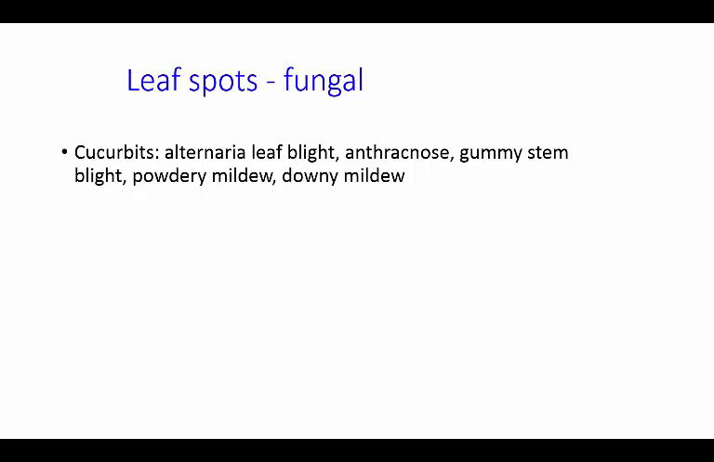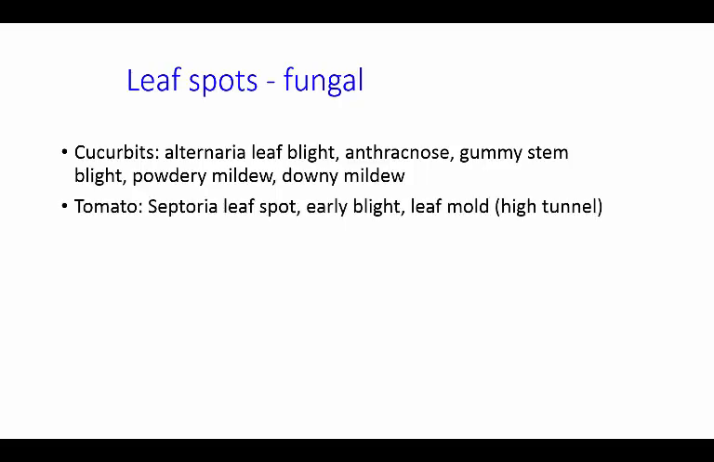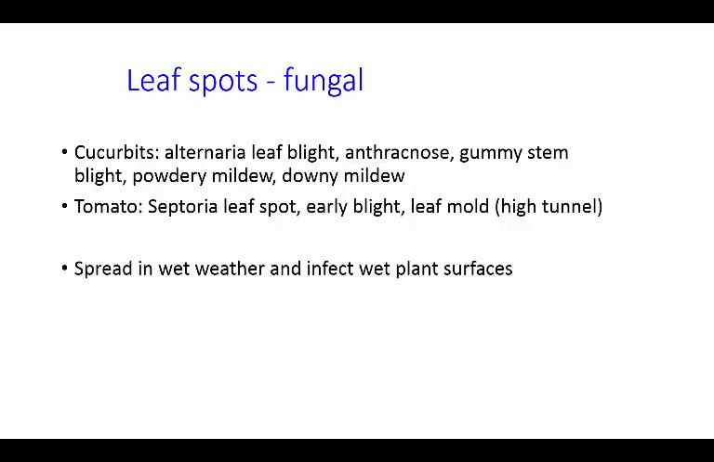Okay, there are a lot of different kinds of fungal leaf spots. Here is a list of just a few on cucurbits and tomato. The different references can tell you all about different specific diseases in more detail. As a general common thread, nearly all fungal leaf spot pathogens reproduce by spores that are spread in wet weather, and they infect wet plant surfaces, like when the leaves are wet from rain or overhead irrigation. Some fungal pathogens can be introduced to a site on seed or transplants.